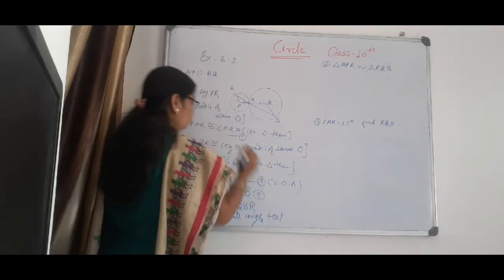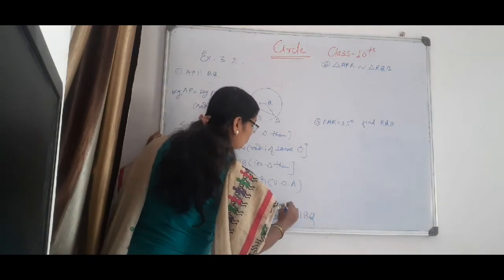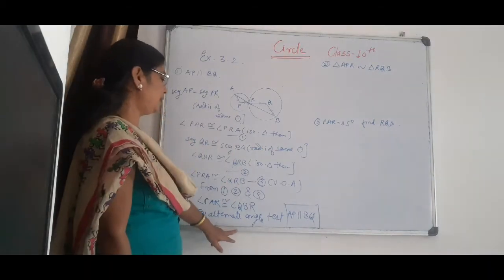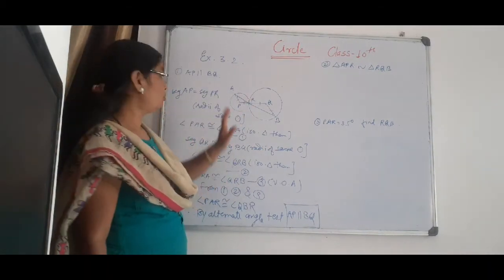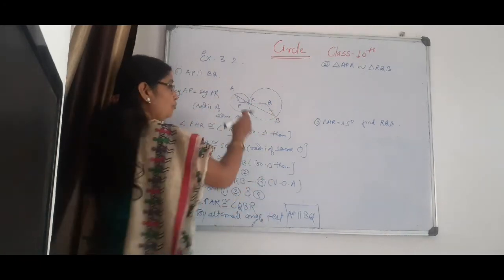AP is parallel to BQ. That you have to show. These are the alternate angles, and therefore by the alternate angle test, these lines are parallel. Then what you have to prove? Triangle APR is congruent to QRB. Now how will you prove?